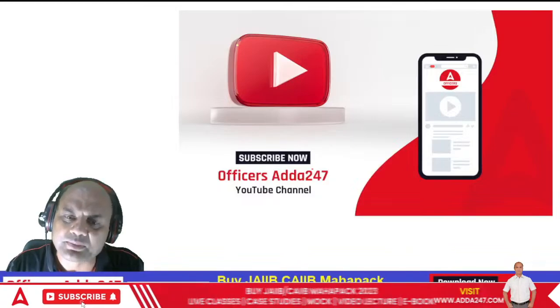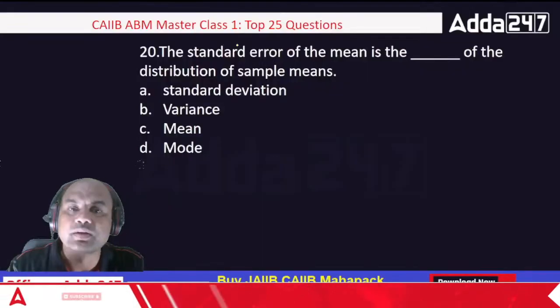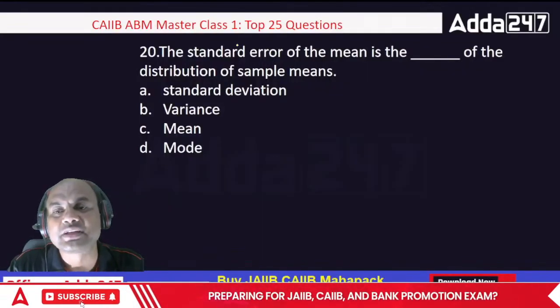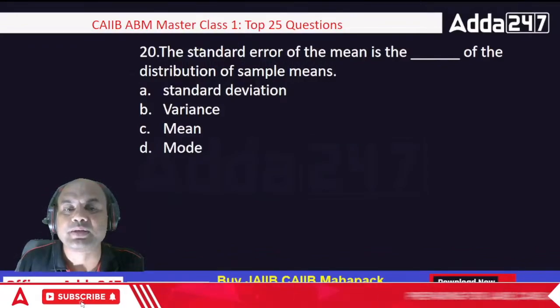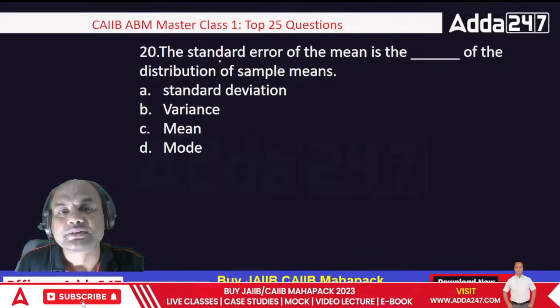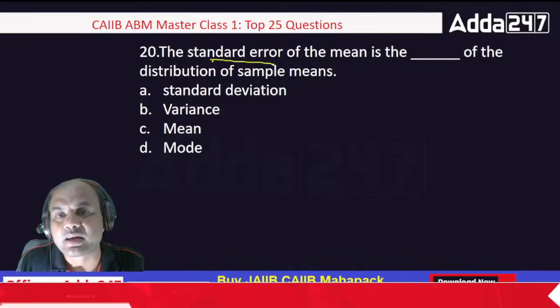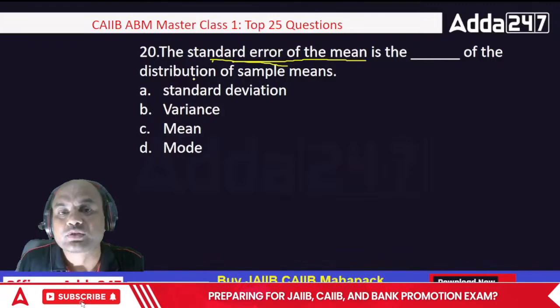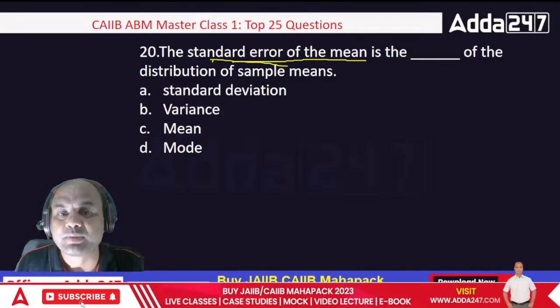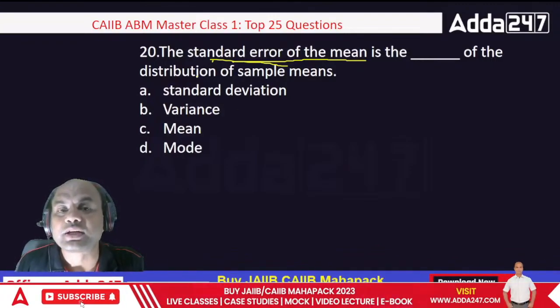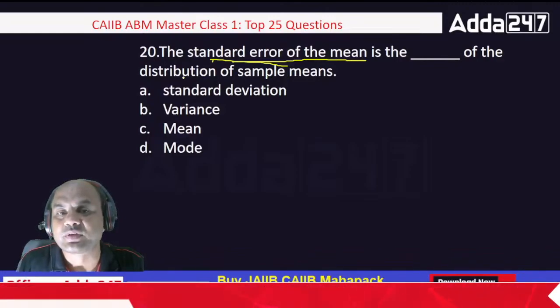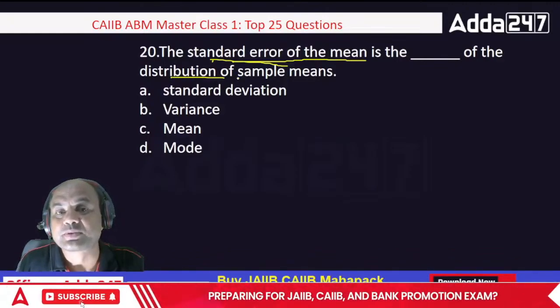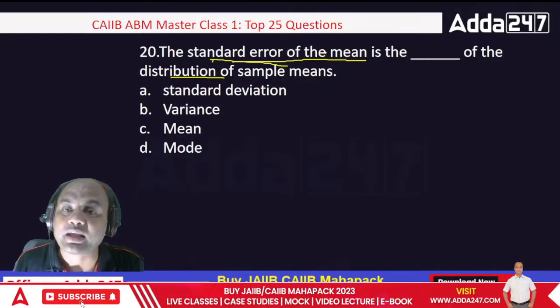Right now, what are you watching? Okay, the standard error of the mean is the dash of the distribution of sample means. What is this? Standard error of the mean is the dash: standard deviation, variance, mean or mode of the distribution of the sample means. So what is the answer over here? Standard error we want, standard error.